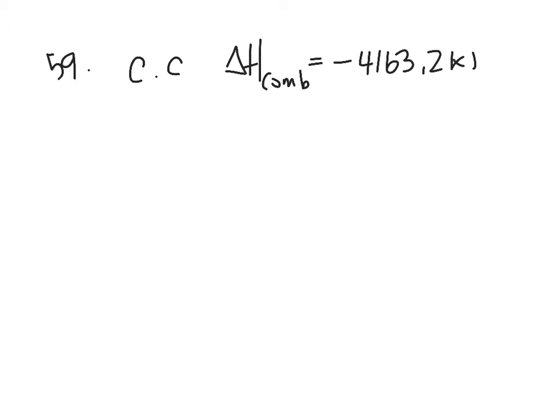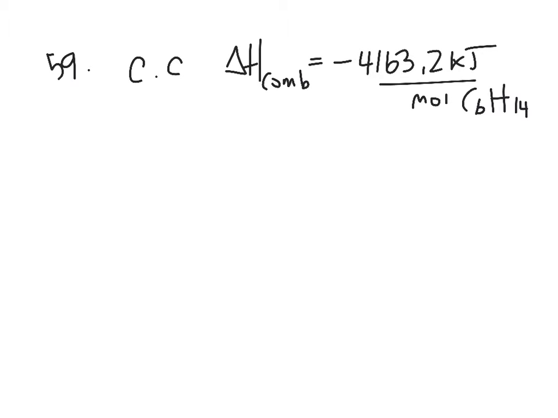Complete combustion, delta H combustion is negative 4163.2 kilojoules per mole of hexane.